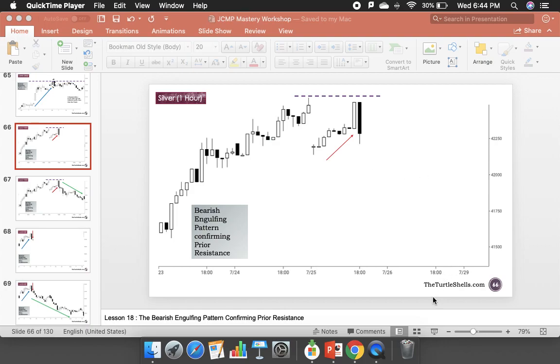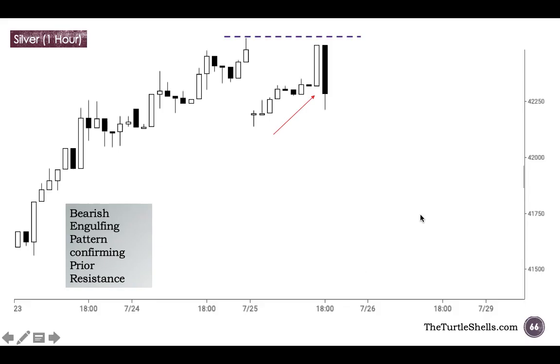So now let us look at how the bearish engulfing pattern confirms the prior resistance. Here I have taken the 1 hour intraday chart of silver. Remember I mentioned the universality of candlesticks, Japanese candlesticks. The universality means Japanese candlesticks can be used on any time frame, on any asset class and on any instrument.